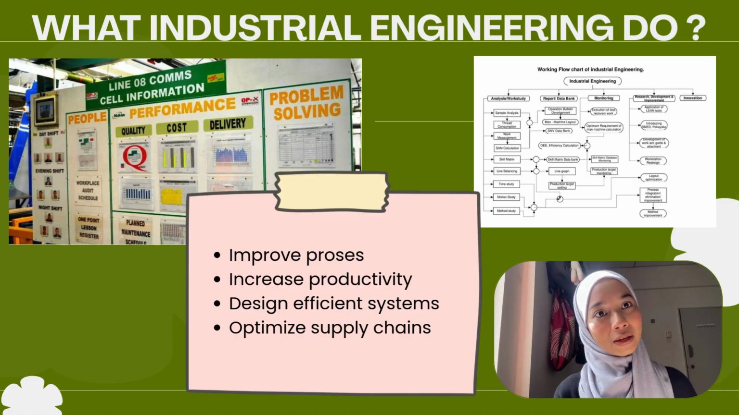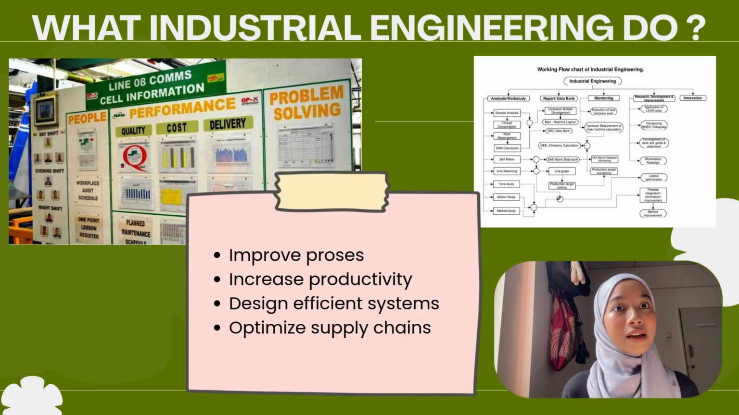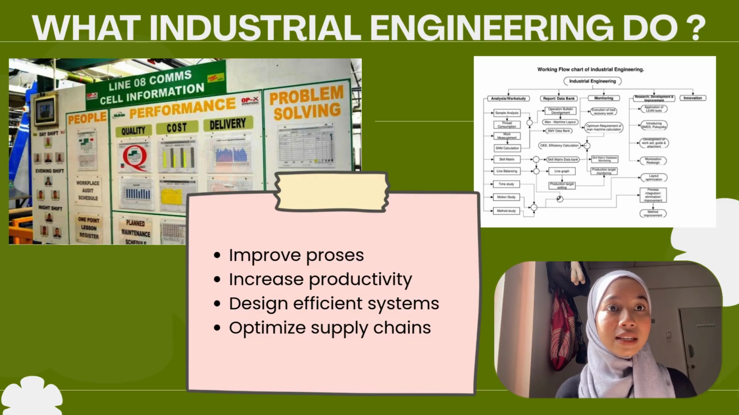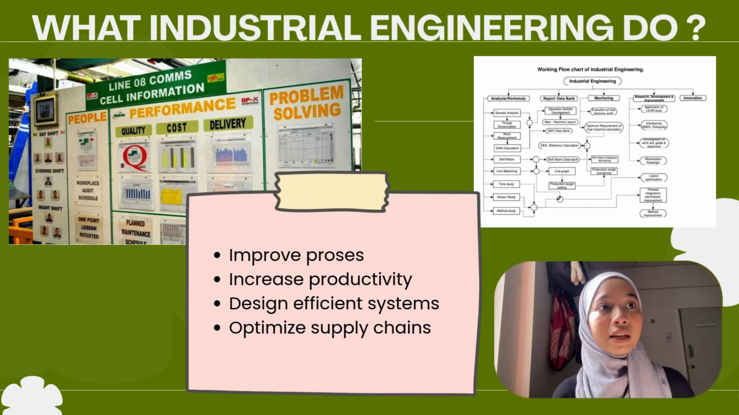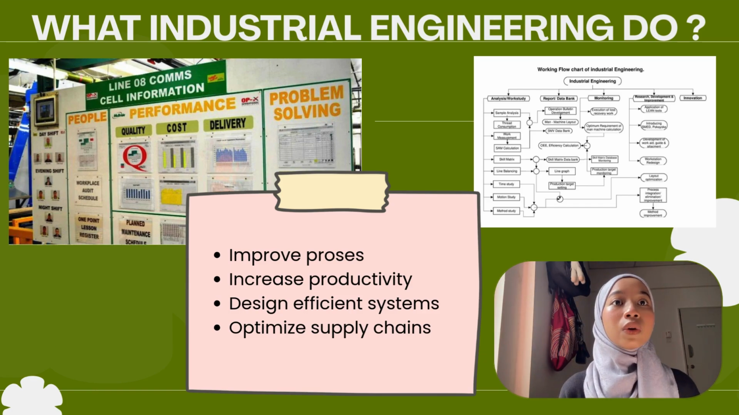What do industrial engineers do? The responsibility of industrial engineering is to improve processes in manufacturing, logistics and healthcare. Other than that, IE also increases productivity while reducing waste. The third one is IE also designs efficient systems for factories, warehouses and service operations. And IE also optimizes supply chain and workflow.